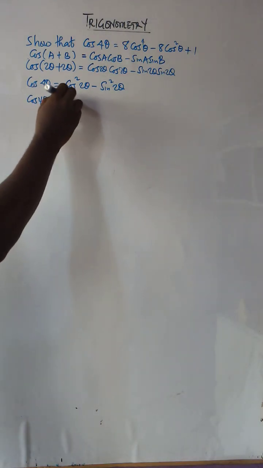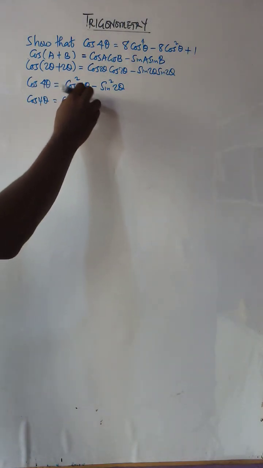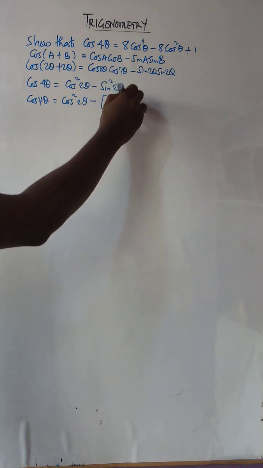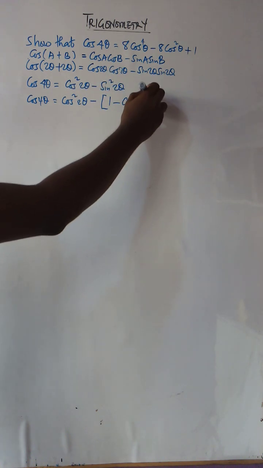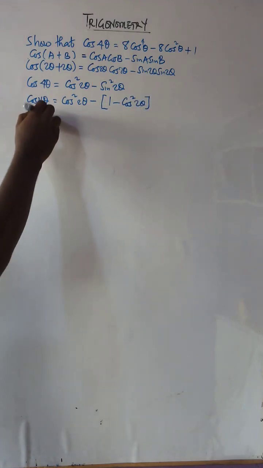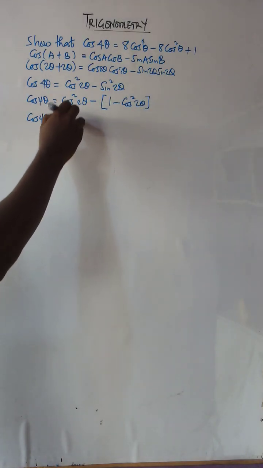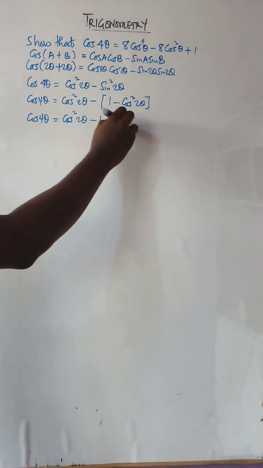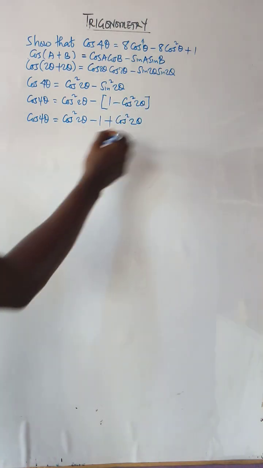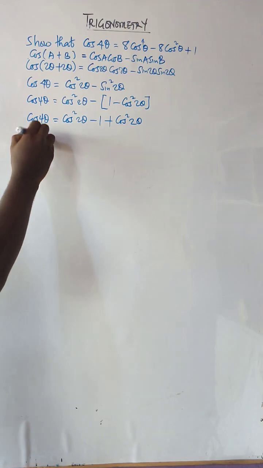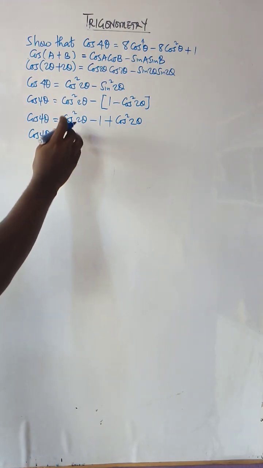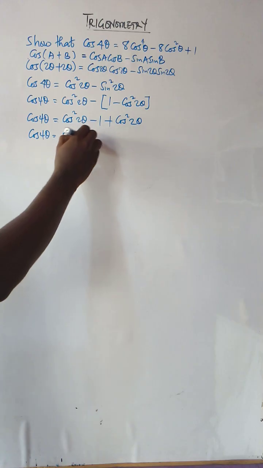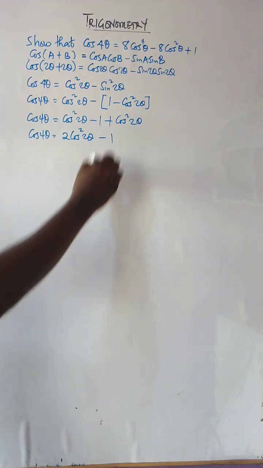So this cos 4 theta is cos square 2 theta minus, I'll replace this with 1 minus cos square 2 theta. Then here we have cos 4 theta equals cos square 2 theta minus 1 plus cos square 2 theta. These two are like terms. So if we add, we have 2 cos square 2 theta, then minus 1.